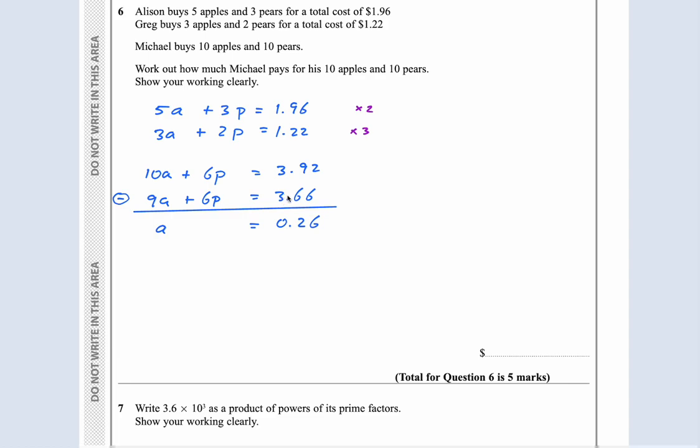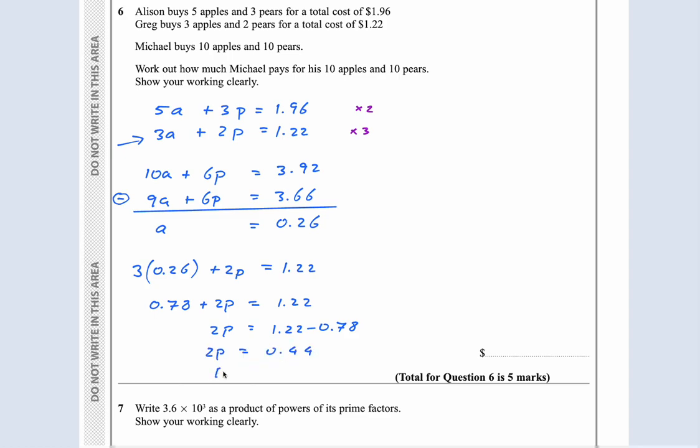Okay, if that's the cost of an apple, to get the cost of a pear, I just sub it back into one of these equations. I'm going to sub it into the second one. So 3 times 0.26 plus 2p equals 122. 3 times 26 is 78. So 0.78 plus 2p equals 1.22. 2p equals 1.22 minus 0.78, which is 0.44. So 1p, or 1 pear, is 0.22 or 22 cents.